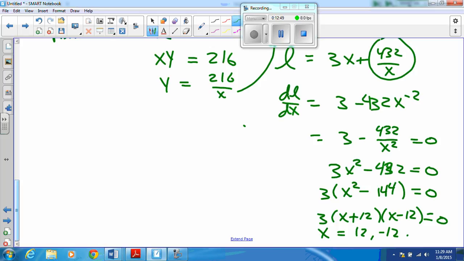Okay. They are not equal. They're not both equally useful. What would it mean for x to be negative 12?